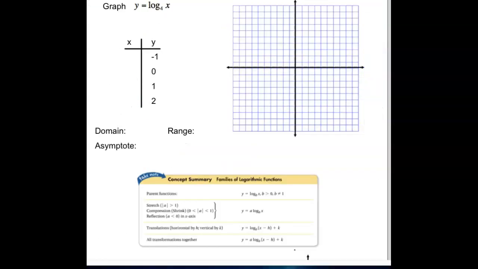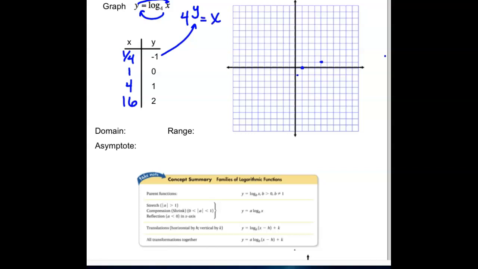All right, let's try another one. y equals log base 4 of x. So our first step again is going to be to do our little loop. So 4 to the y power gets us an x. We're going to pick our y values, negative 1, 0, 1, and 2, and we're going to plug them into our equation for y. So 4 to the negative 1 is 1/4. 4 to the 0 is 1. 4 to the first power is 4. And 4 to the second power would be 16. So we're going to plot the points (1/4, -1), (1, 0), (4, 1), and then (16, 2).